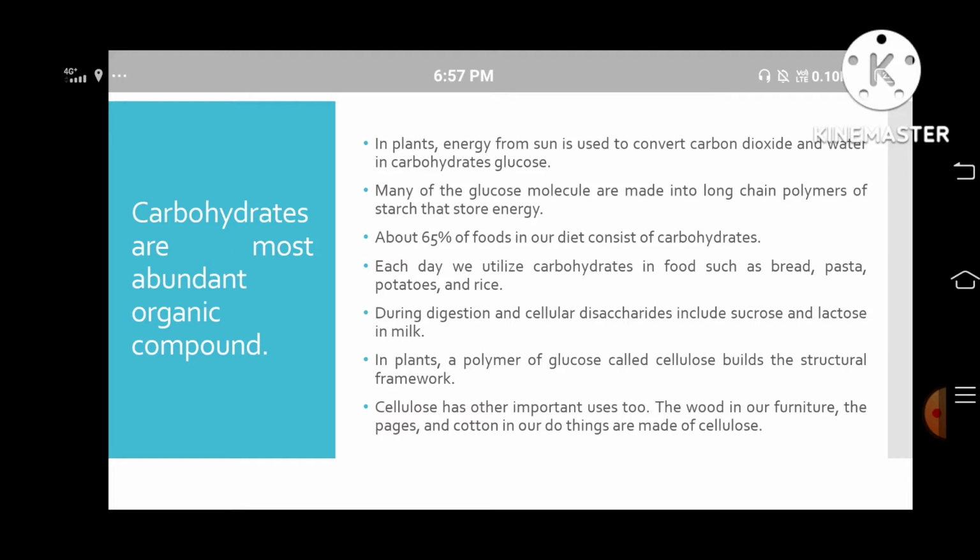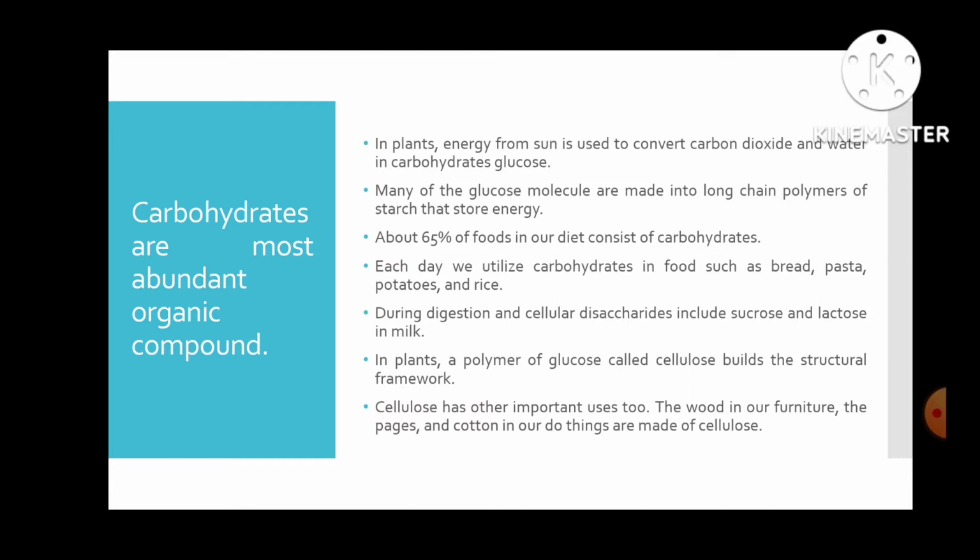Carbohydrates are the most abundant organic compounds. In plants, energy from the sun is used to convert carbon dioxide and water into the carbohydrate glucose. Many glucose molecules are joined into long-chain polymers of starch that store energy. About 65% of the food in our diet consists of carbohydrates. Each day, we use carbohydrates in foods such as bread, pasta, potatoes, and rice.